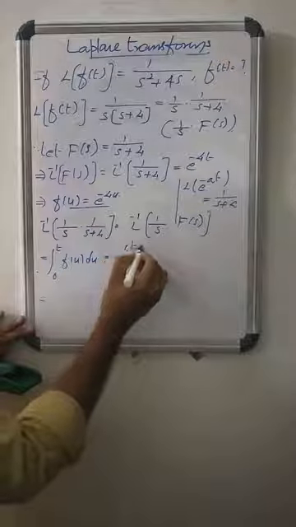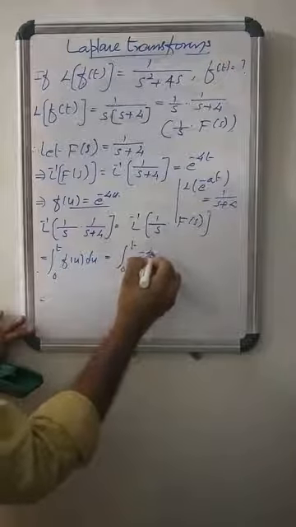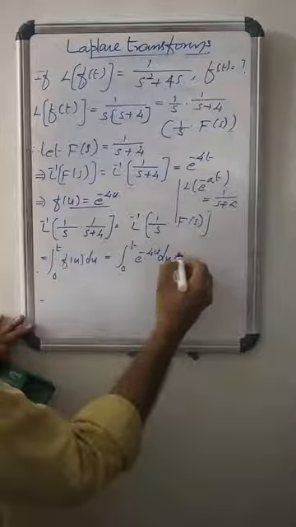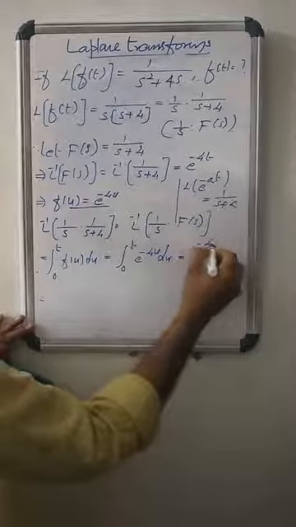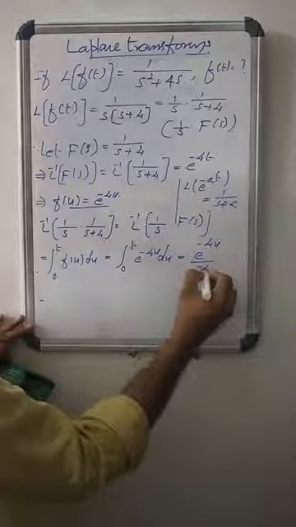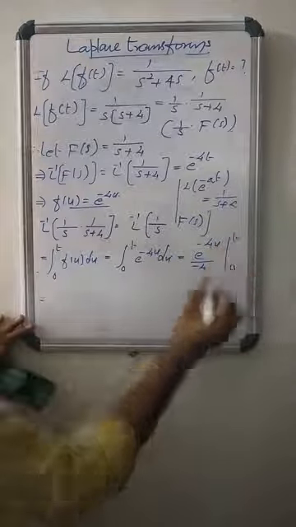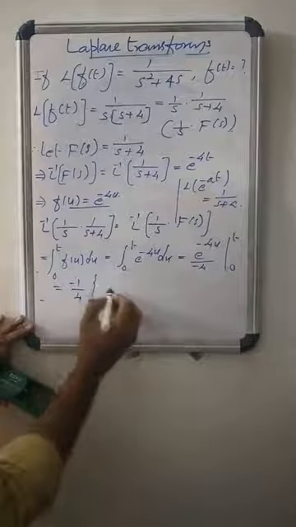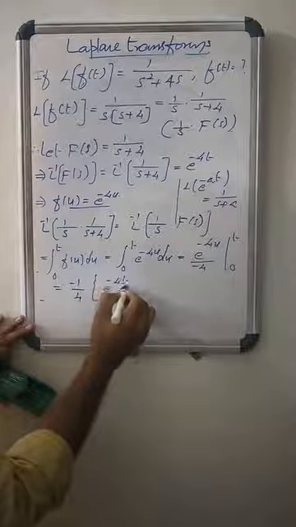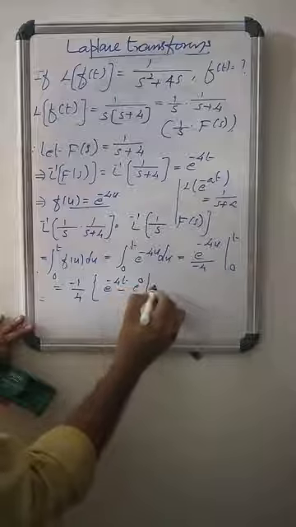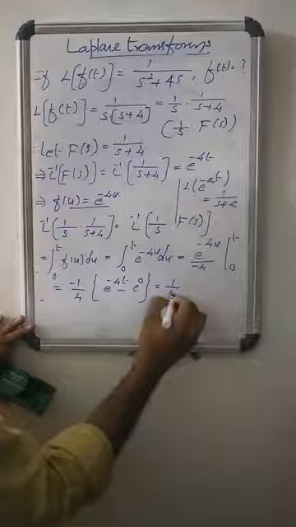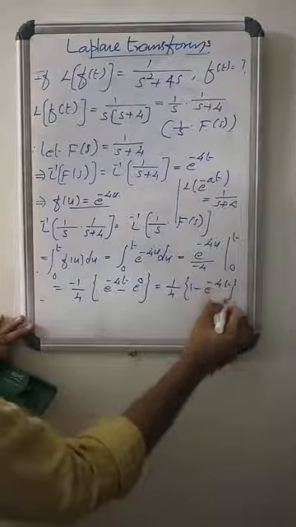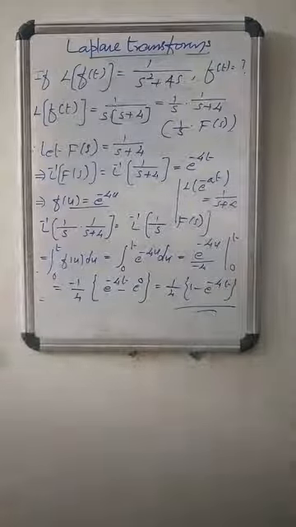It equals integral 0 to t, what is f(u)? e power minus 4u du. The integral of e power minus 4u is e power minus 4u by minus 4, from 0 to t. Equals minus 1 by 4 into e power minus 4t minus e power 0, which equals 1 by 4 into 1 minus e power minus 4t. Agree?